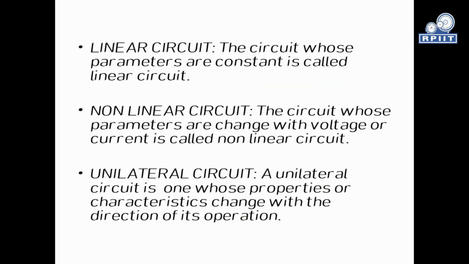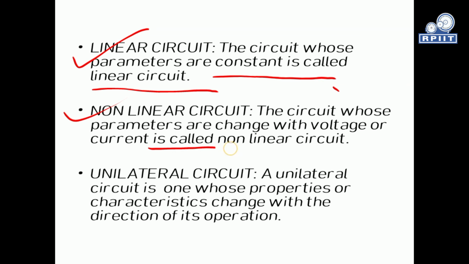Now the next definition is the linear circuit. So what is a linear circuit? A linear circuit is a circuit whose parameters, like resistors, are constant. Whose parameters are constant is called a linear circuit. Now non-linear circuits: a circuit whose parameters change with voltage or current is called a non-linear circuit.